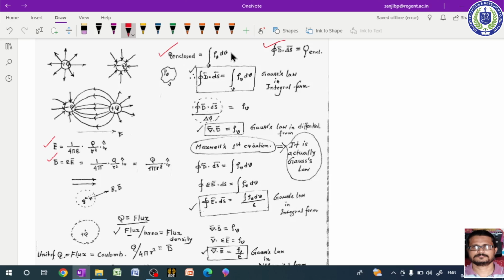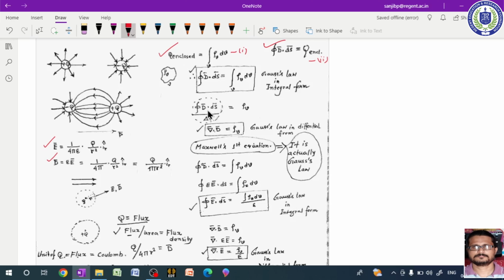Now write this as equation number 1 and this as equation number 2, and equate 1 and 2. You will get these two equations, and mention this is Gauss's law in integral form. Now I know from the theory of divergence, this is the definition.